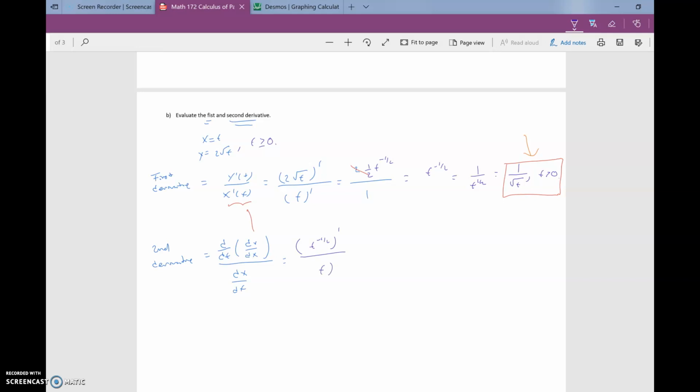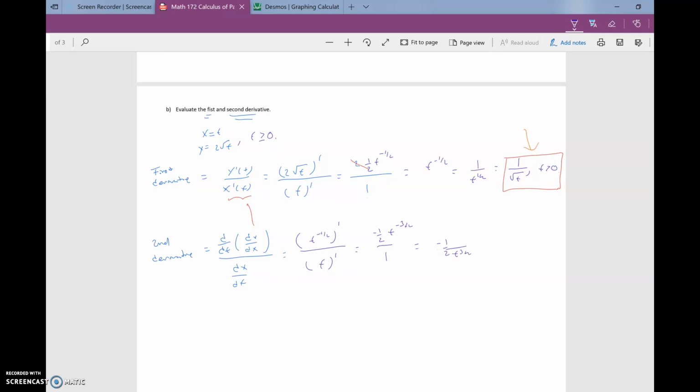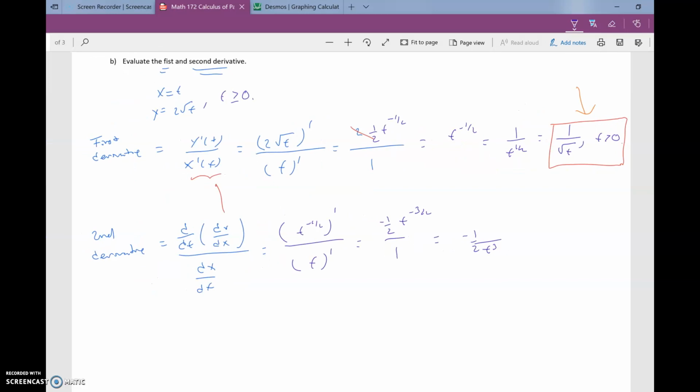So in this case, t prime, which at the bottom we end up with a 1, and then this is going to give us a negative 1/2 t to the negative 3/2, which is just a negative 1/2, and then this will be t to the 3/2. We're assuming also that t happens to be greater than 0.